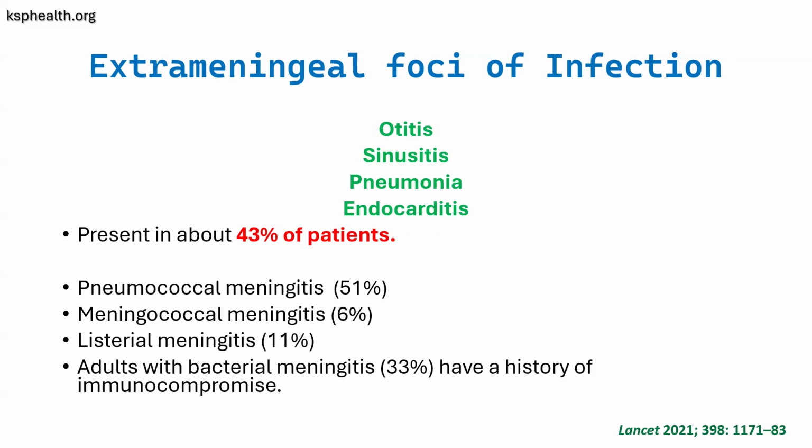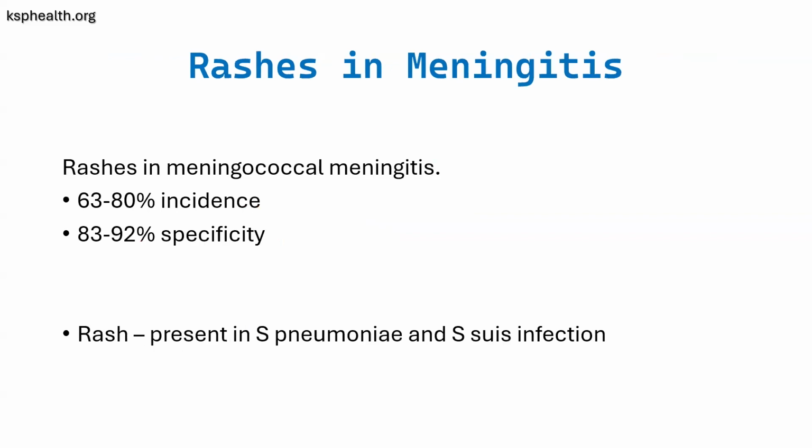In adults with bacterial meningitis, one-third of them will have a history of immunocompromise. Rashes in meningitis are oftentimes associated with meningococcal meningitis. It is present in 63 to 80%. When you have meningitis with rash, the likelihood of it being meningococcal meningitis is 83 to 92%. But one should remember the rash is also present in strep pneumococcal meningitis and also Staph aureus infection.